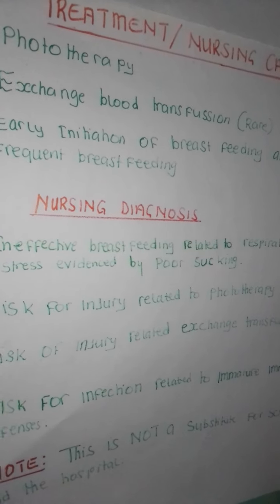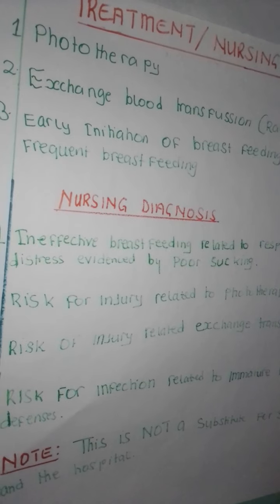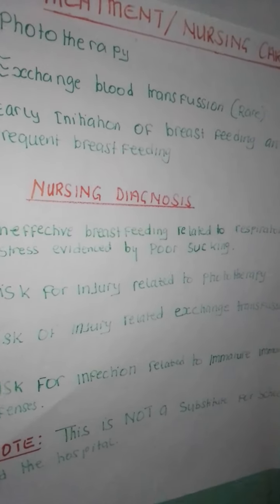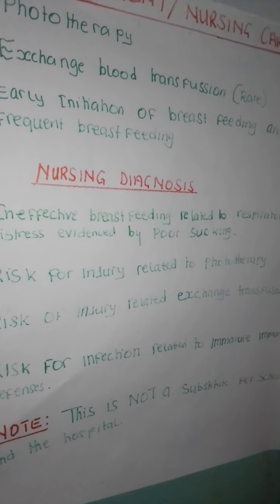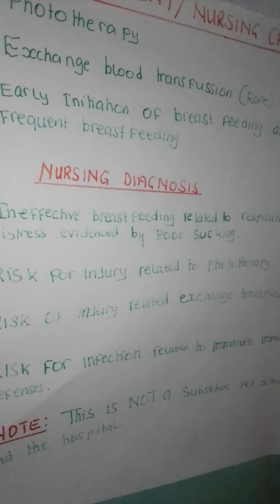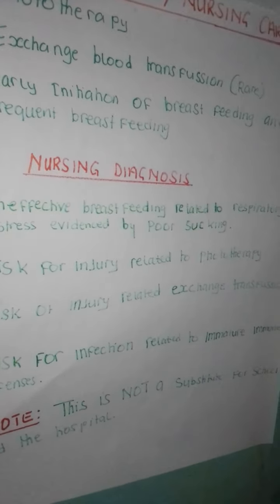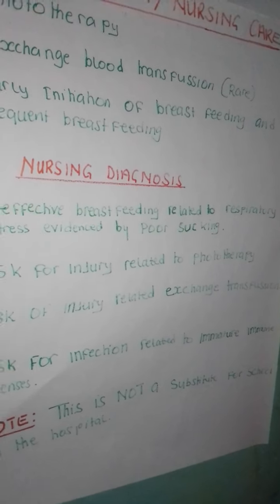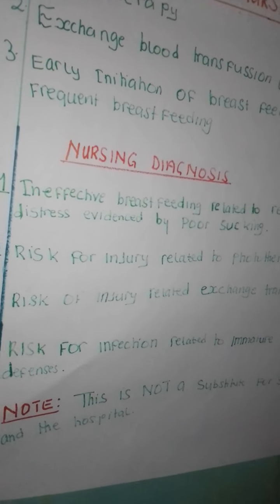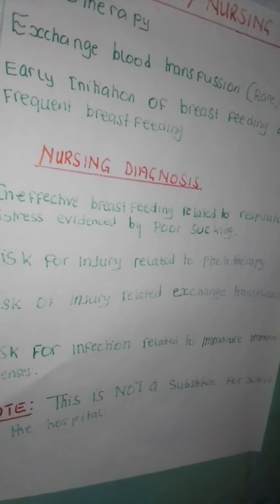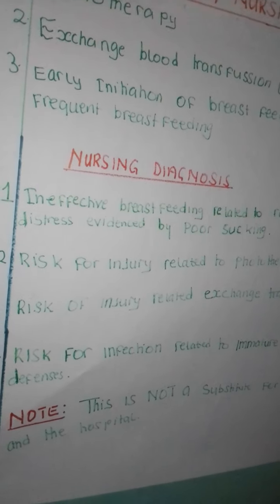Here are some of the nursing diagnoses that can be formulated for a patient with neonatal jaundice. Number one, ineffective breastfeeding related to respiratory distress evidenced by poor sucking. Number two, risk of injury related to phototherapy. The other one is risk of injury related to exchange transfusion. Then again, risk of injury related to immature immune defense. These are just some of the nursing diagnoses.